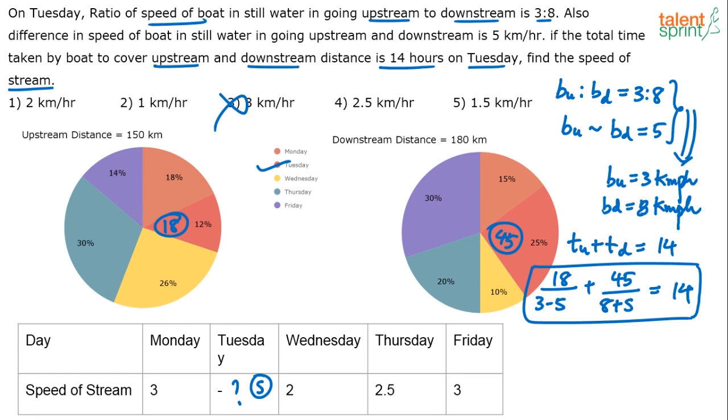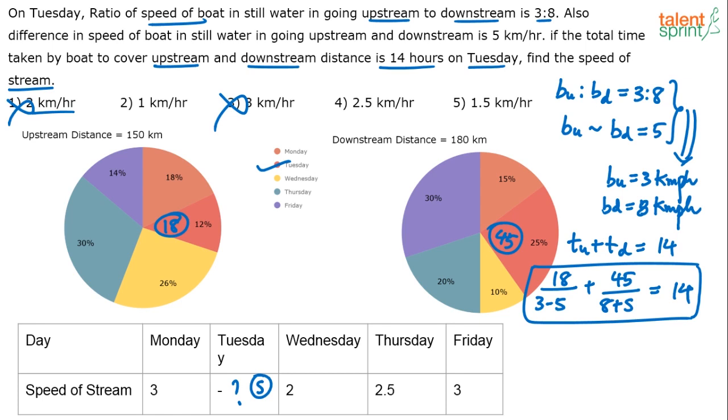Now try and substitute the first option. Substitute S equals 2. So 18 by (3 minus 2), which is 1. Just check mentally: 3 minus 2 is 1, 8 plus 2 is 10. So 18 by 1 is 18, and 45 by 10 is 4.5. 18 plus 4.5 is 22.5. But what we have here is 14. So option 1 is eliminated.